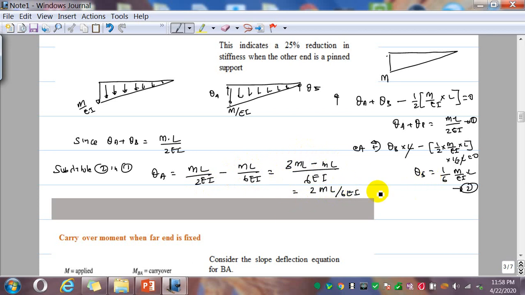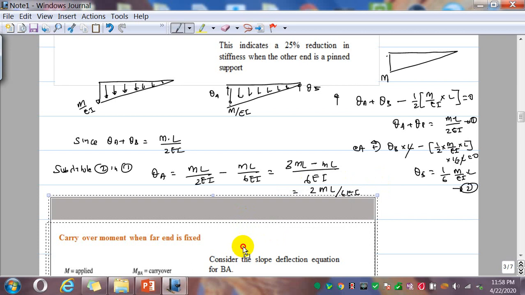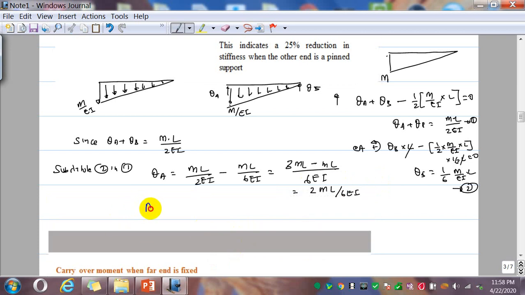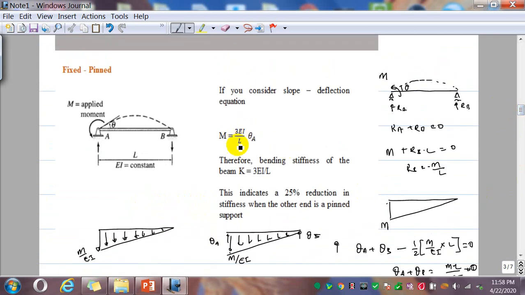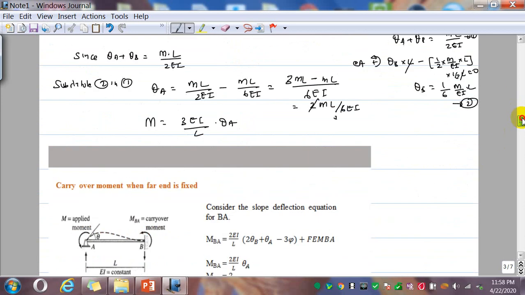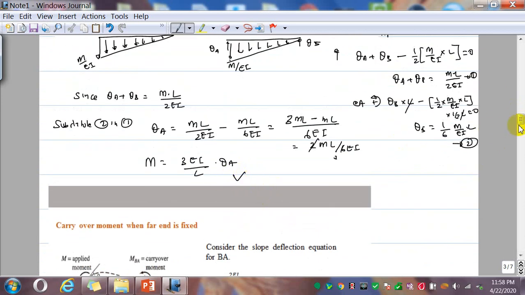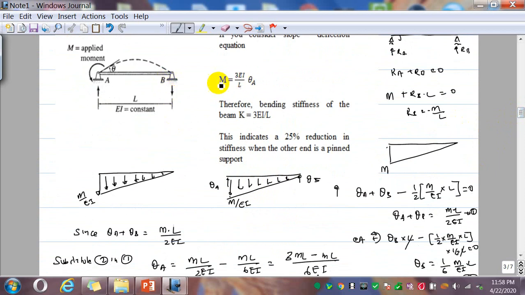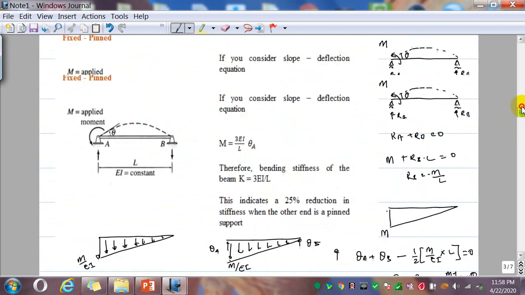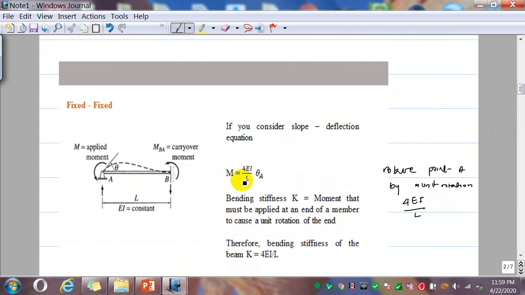Okay, so if I further shift this a bit, M is equal to 3EI over L into theta. That is what's shown here. So 3EI over L into theta A is M, so that is the M here. If the far end is pinned, the stiffness is 3EI over L. If the far end is fixed, the stiffness is 4EI over L. So that's what we need to know.